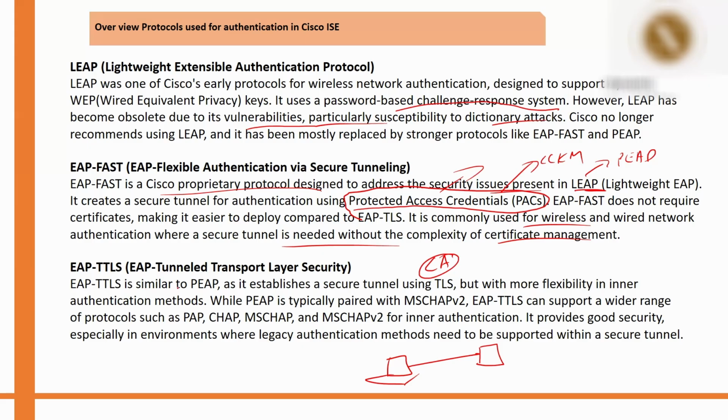EAP-TTLS is similar to PEAP, as it establishes a secure tunnel using TLS. TTLS is Tunneled Transport Layer Security, with one more T. But it has more flexibility in inner authentication methods, while PEAP is typically paired with MSCHAP v2. EAP-TTLS can support a wide range of protocols such as PAP, CHAP, MSCHAP, and MSCHAP v2 for inner authentication. It provides good security, especially in environments where legacy authentication methods need to be supported.